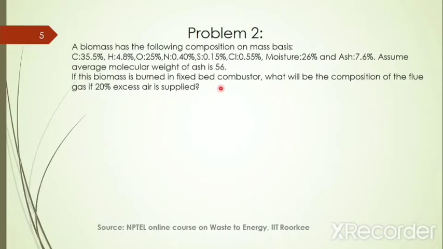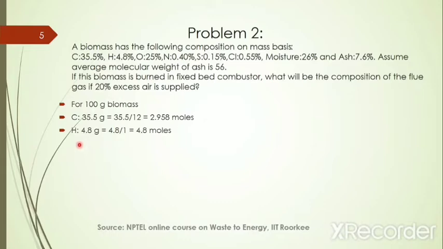So now we have to solve this step by step. Here also we consider 100 gram of biomass for simplicity. What will be the mass of carbon? It will be 35.5 gram, because the percentage is given by mass. Again we have to find the molecular equation of biomass. First, carbon is 35.5 gram. So 35.5 divided by 12 is 2.958 moles.